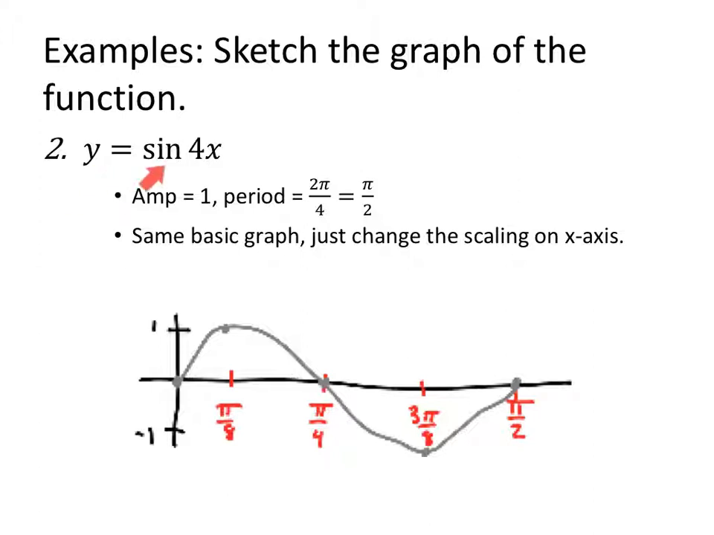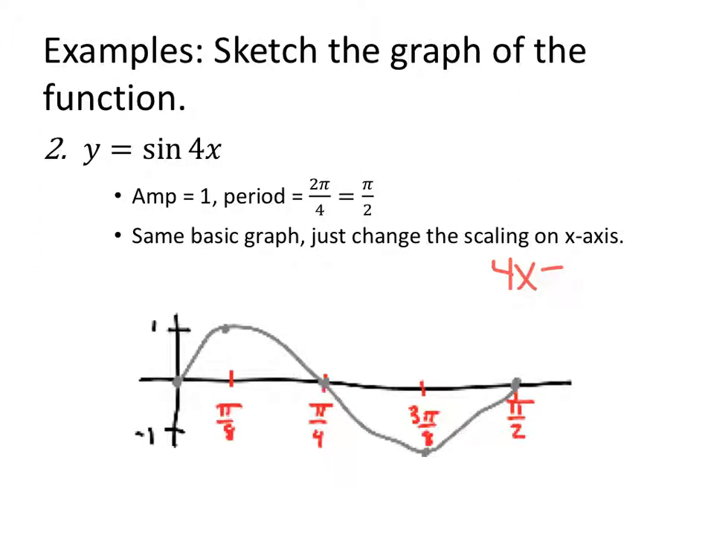Whereas, if I have y equals sine of 4x, and the 4 is now on the inside rather than the outside, the amplitude is 1, and the period is 2 pi over 4, which simplifies to be pi over 2. It's still the graph of sine, but this time, because my 4 is messing with the x, I changed the scaling on my x-axis.